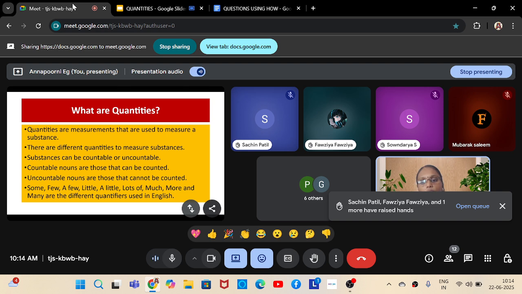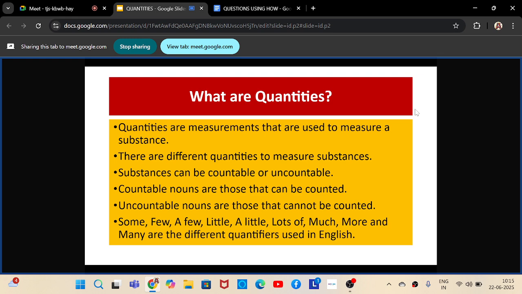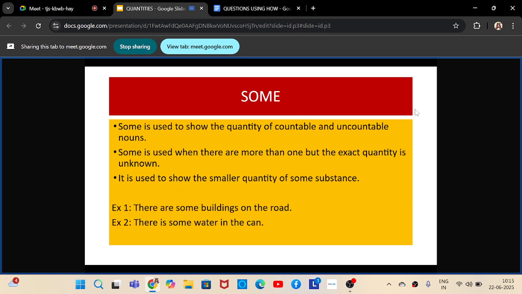5 is done. Now, the sixth one is lots of, a lot of, that is also a quantifier. Much, more, and many. So in total, we are getting 10 quantifiers. So some, few, a few, little, a little, lots of, a lot of, much, more, and many are the different quantifiers used in English. Okay, so now we are going to check in detail where each quantifier is going to be used. So starting with some.